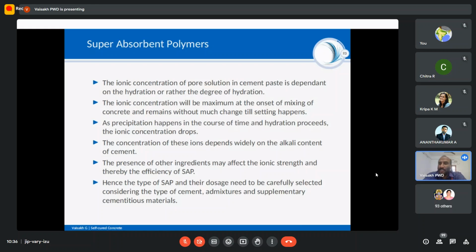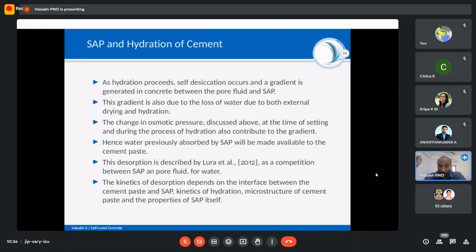Presence of other ingredients like other admixtures or alkalis in aggregate may affect the efficiency of the SAP. So this should be carefully worked out based on the available data, and trials have to be done before actually using it, especially when you are using supplementary cementitious material.